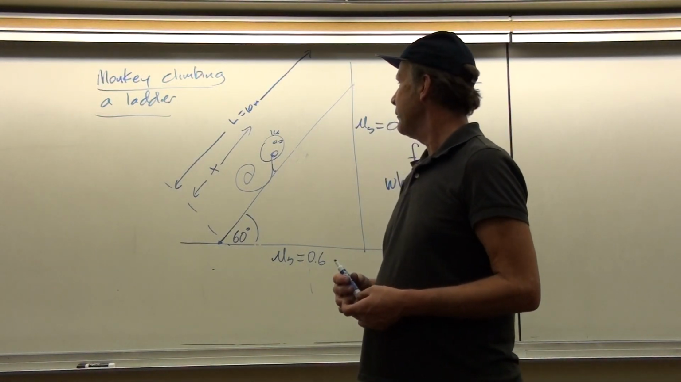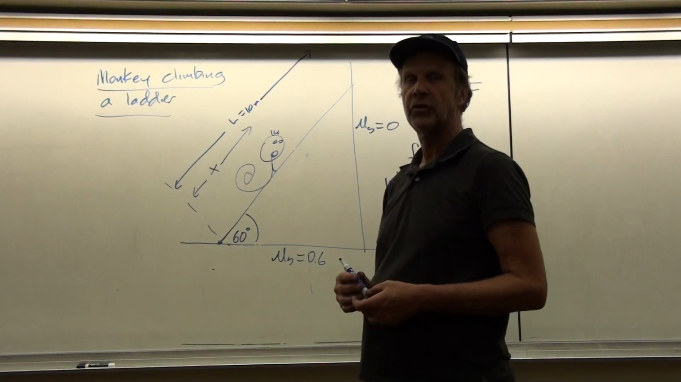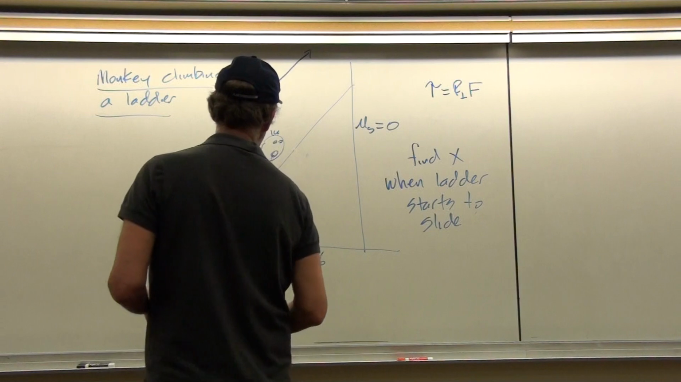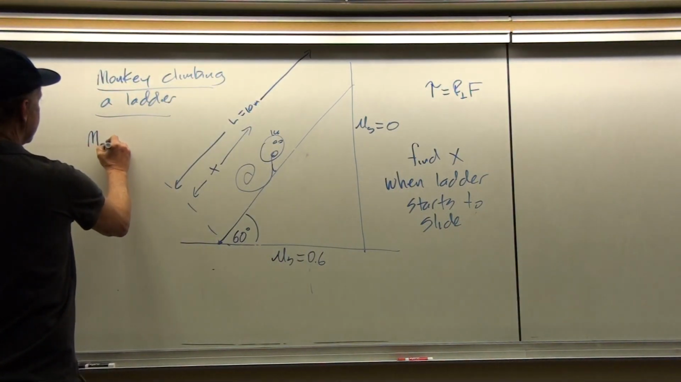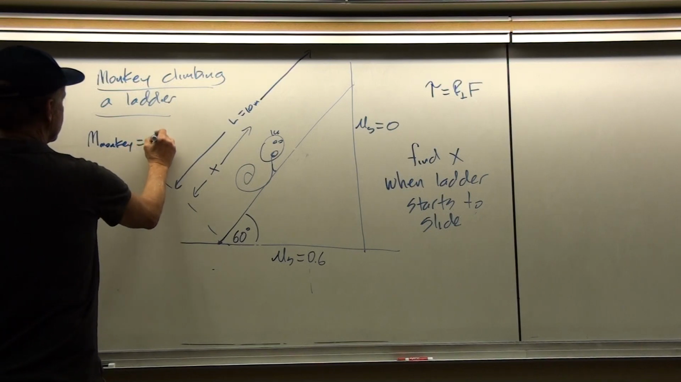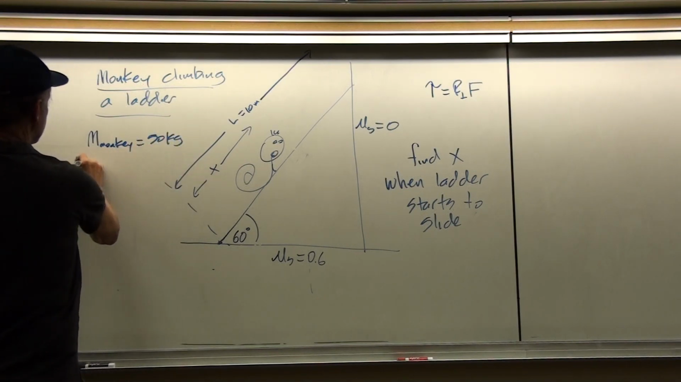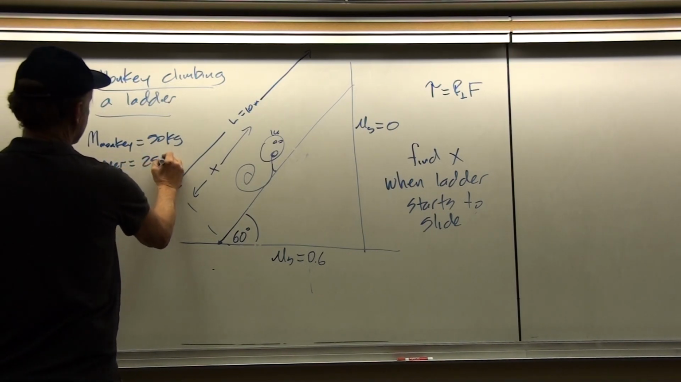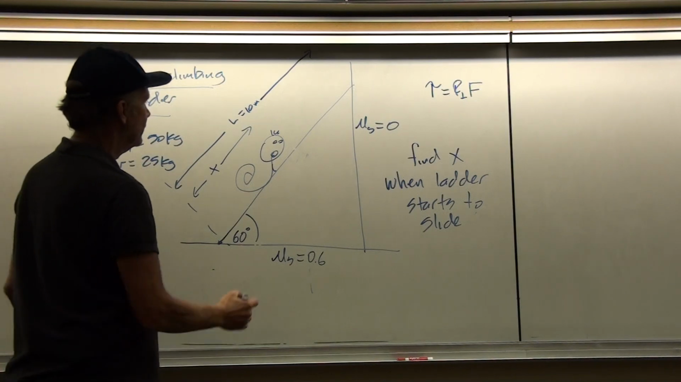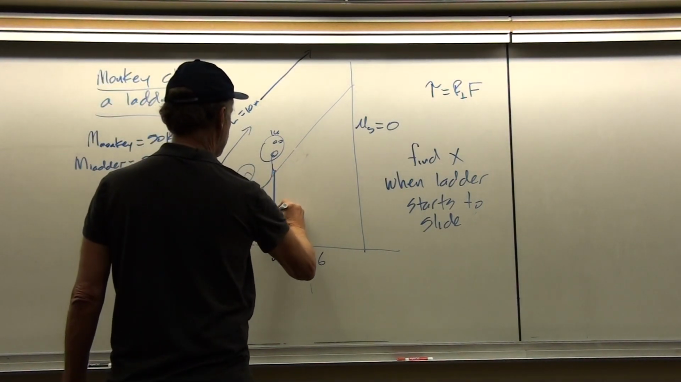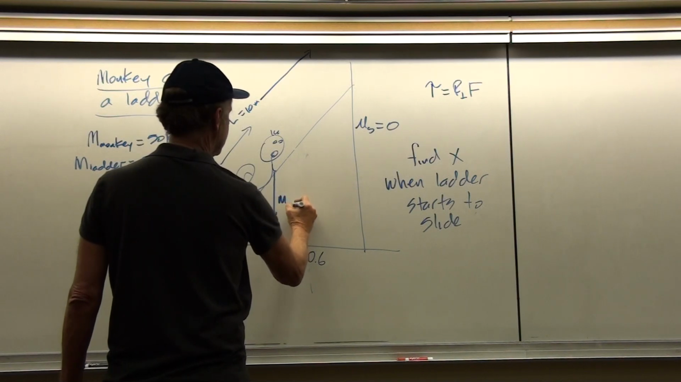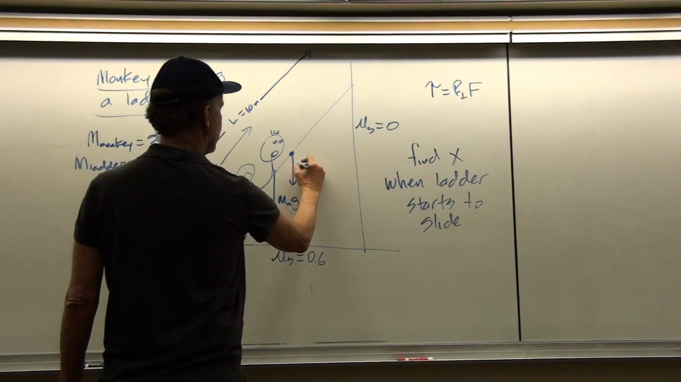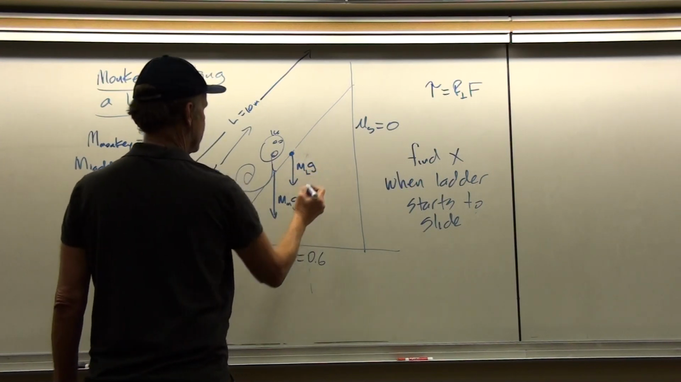Okay. So what we want to do first in this problem is to, of course, identify all of the forces that are acting on the ladder. Okay, so it's the ladder that we're interested in. Let's say the mass of the monkey is equal to 50 kilograms, and let's say the mass of the ladder is equal to 25 kilograms. Okay, so we're going to have some forces that are acting down. This is going to be mass of the monkey times g, and then at the L/2 position, we'll have the mass of the ladder times g.